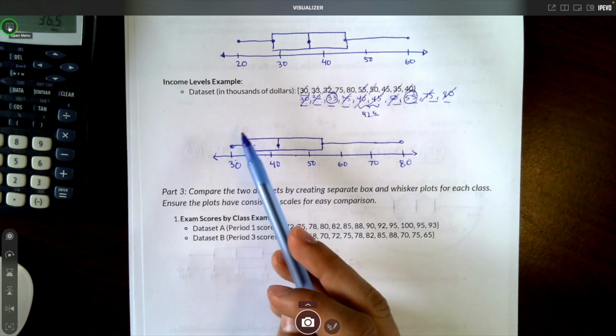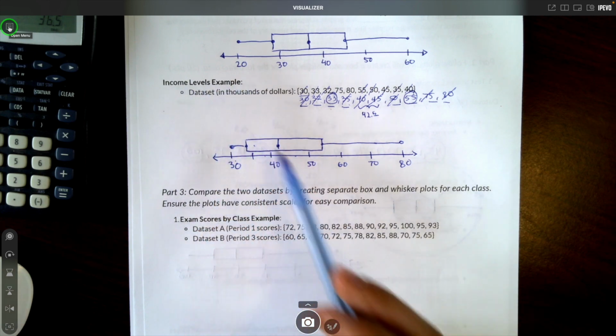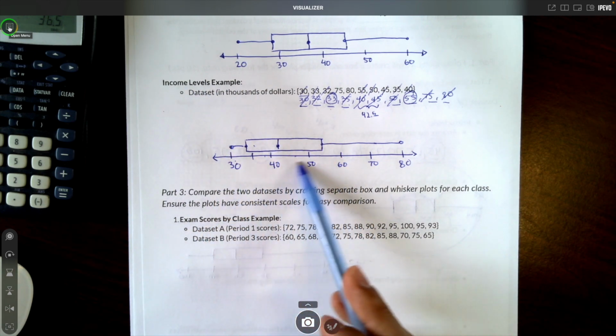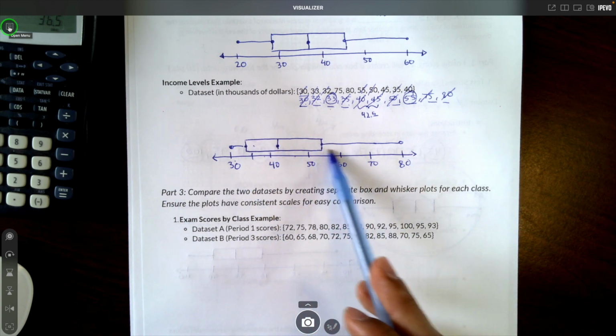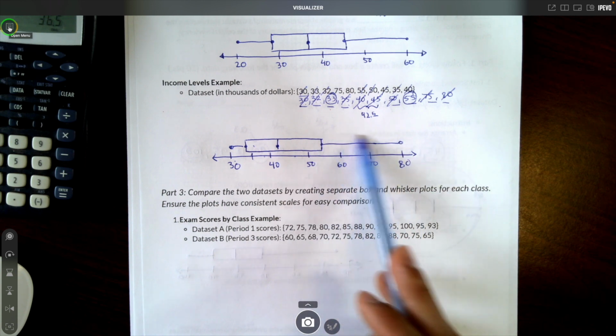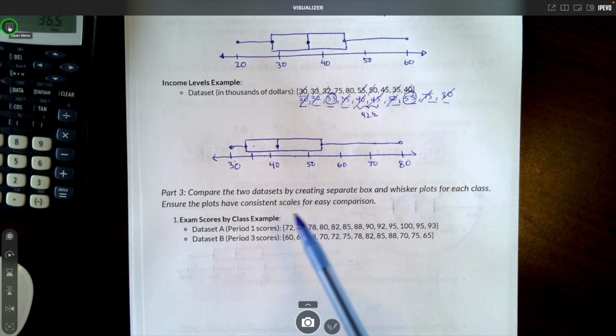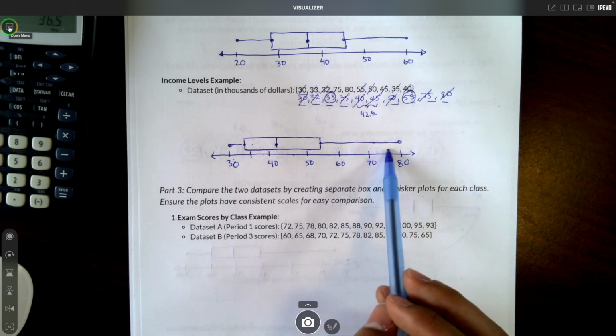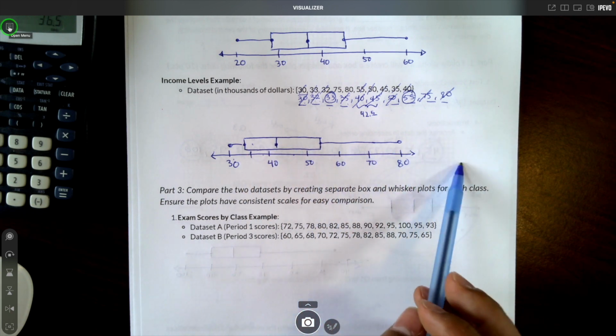What does this tell you in terms of income levels? It means that most people don't make a lot of money. This is 75% of the people, and then this is 25% of the people. So that means that this is more spread out, and it makes sense if you think about it. There's a lot of people that earn about the same, close to minimum wage, and then there's a couple of people that earn way more than minimum wage.